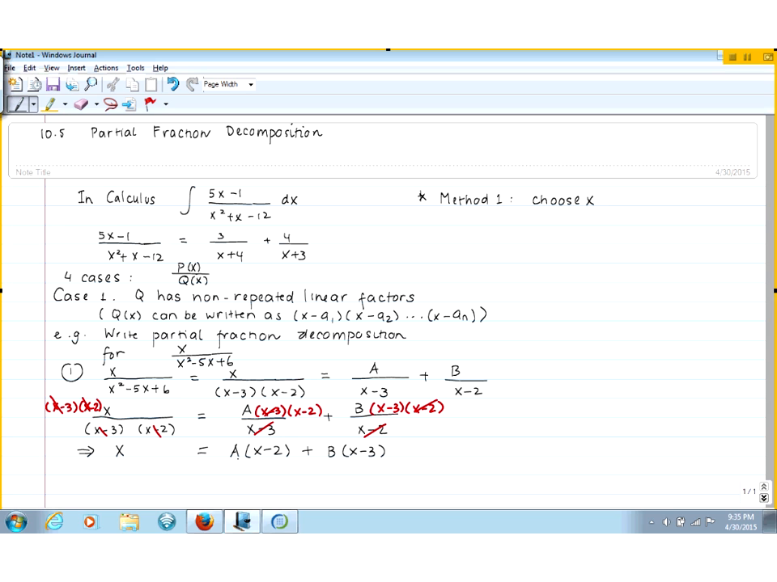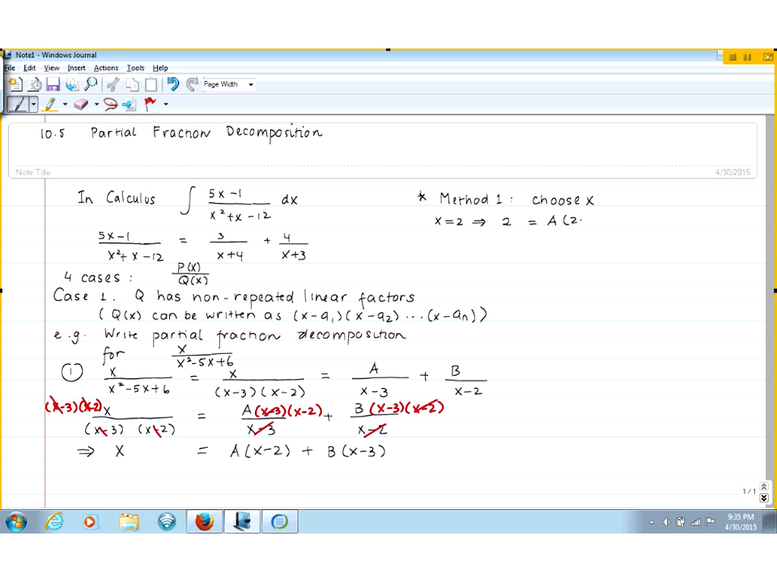If we choose x equals 2, then 2 minus 2 is 0, and a will be gone, so I can solve for b. If we choose x equals 3, then 3 minus 3 is 0, and then I can solve for a. So it's not hard. Let's choose x equals 2.